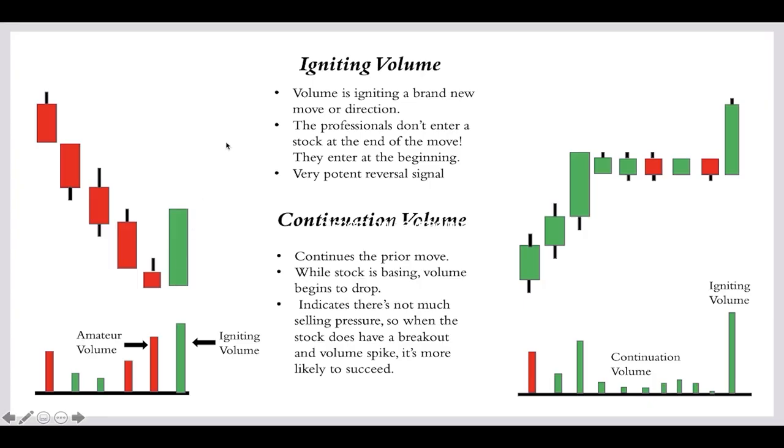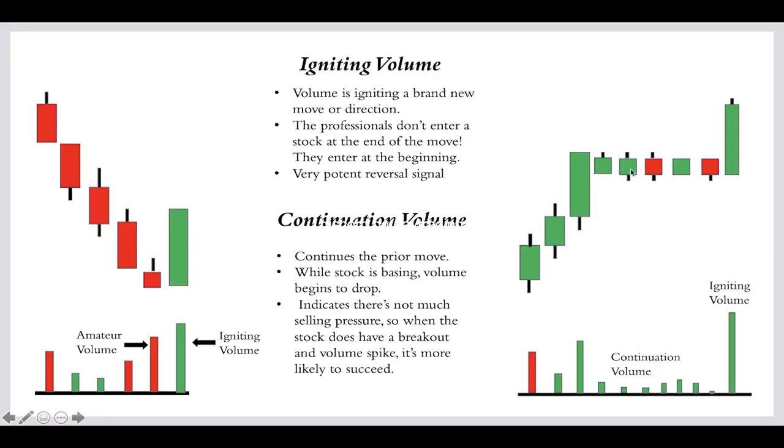There's also something called continuation volume, and this really only applies to a base, right? So we already learned about the base breakout or the base breakdown, okay? So this is something that you want to combine with the base breakout, where let's say you have a rally higher, right? You have pretty high volume during the rally, and then you start to get a base.